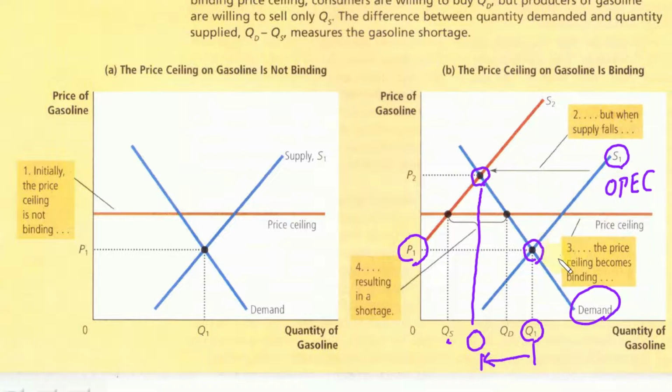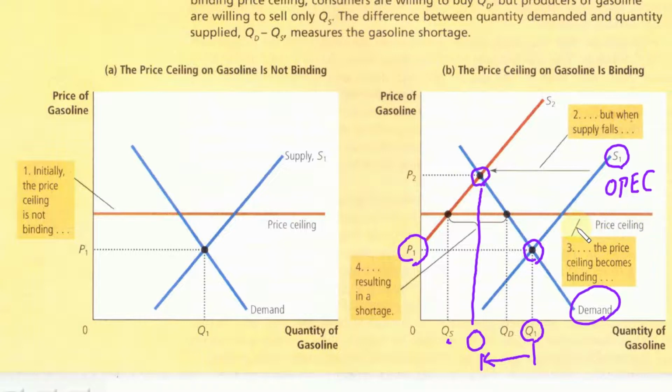Then this cannot happen. Why? Because this red line is a line compulsorily imposed by the government. The government imposes a price ceiling. The meaning of price ceiling is: please do not increase the price more than this line. Okay, so they underline this one.